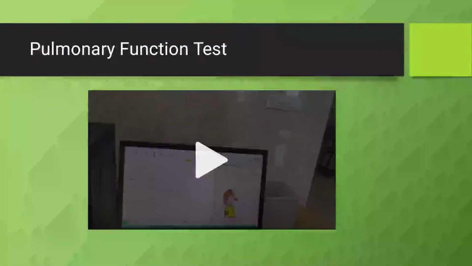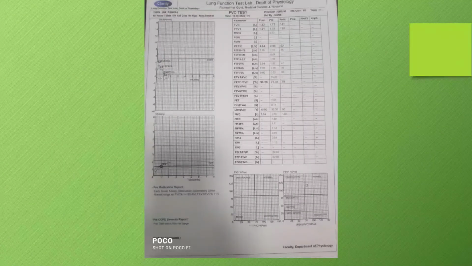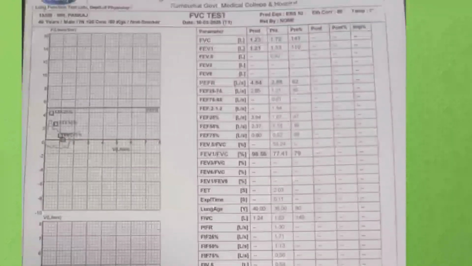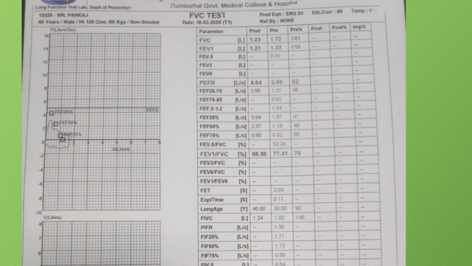So this is a better view where you can see on the screen that when the subject is exhaling first, we get the expiratory curve first, then we get the inspiratory curve. Now this is the curve pattern, and here we can see the predicted value is given and how the person performed. So 141% of the predicted value in case of FVC.